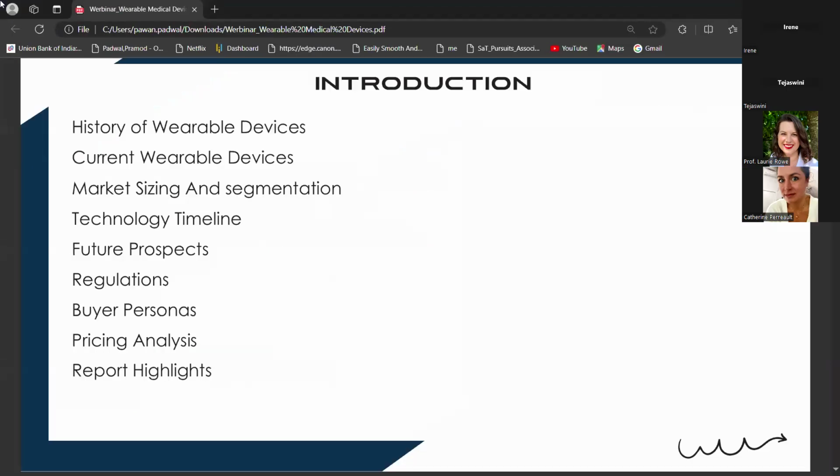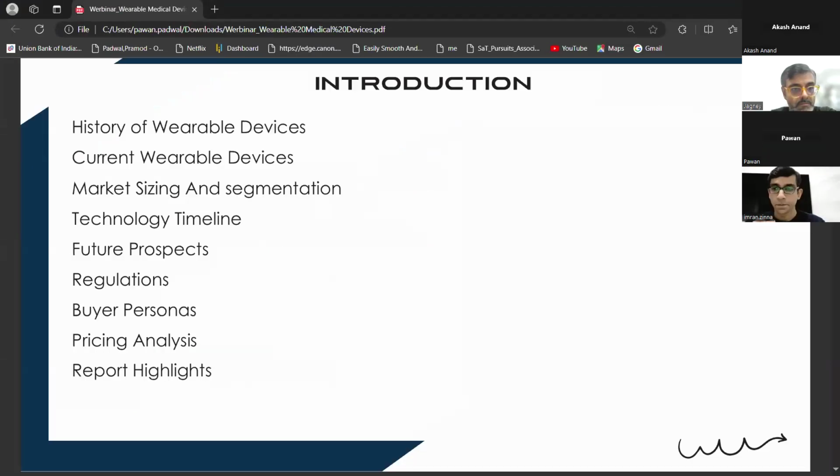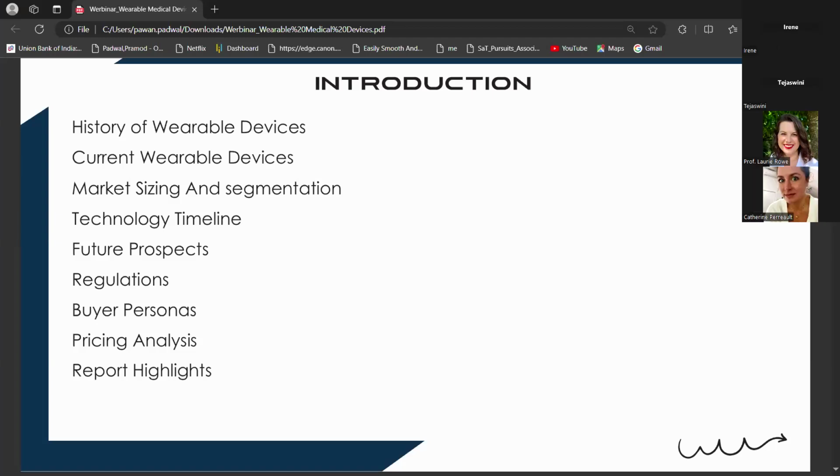So yeah, on today's agenda, first we will go from studying about the history of wearable devices. Then we will be jumping to the currently available wearable devices and their technologies. Then I will give you a peek about the market sizing and segmentation of our market research report. After that, of course, we'll go through the technology timeline, how the technology has developed, and how the future prospects look like in case of the applications as well as the technology of wearable medical devices.